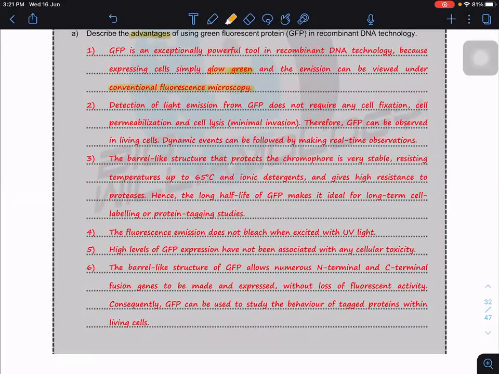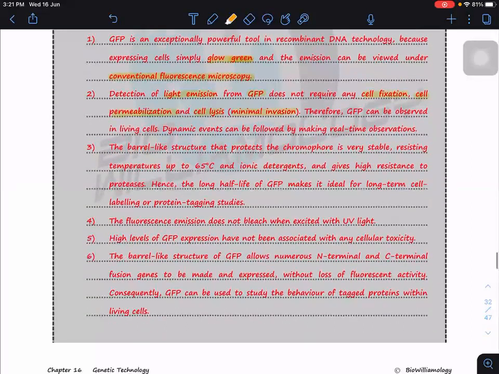And very important also, the light emission from the green fluorescent protein does not require any cell fixation or cell permeabilization and cell lysis. So we say that there is no invasion or minimal invasion. You do not need to kill your cells to check whether the cells actually took up the gene of interest or not, okay? And the barrel-like structure that protects the chromophore is very stable, resisting temperatures up to 65 degrees Celsius, and ionic detergent, and gives high resistance to the proteases.